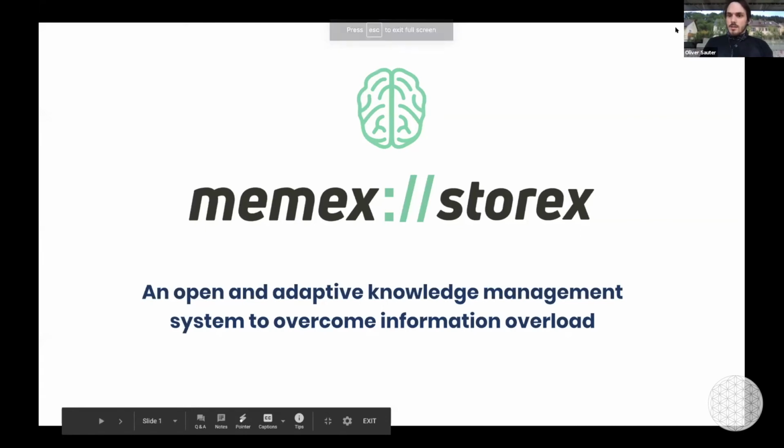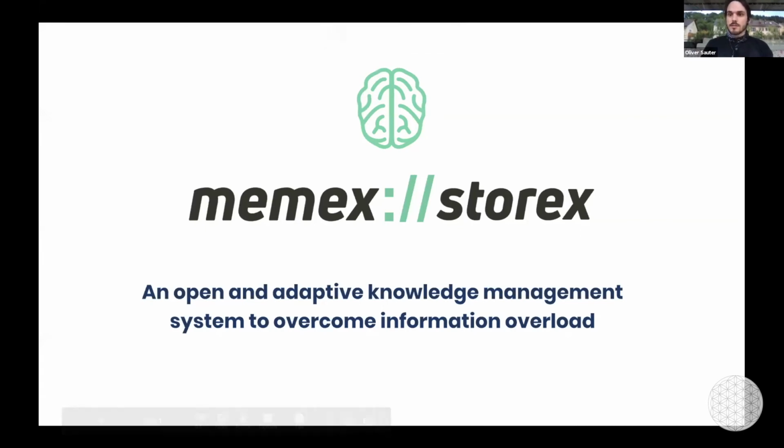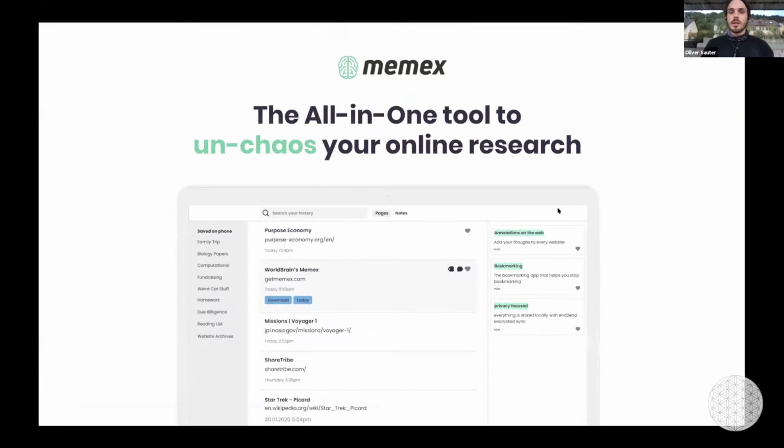Yeah, today is about Memex and Storex as being an open and adaptive knowledge management system to overcome information overload. And so essentially what we're building is this online all-in-one tool to unchaos the online research. And in essence, the questions that we asked ourselves behind Memex and Storex is, if we want to create an open and adaptive knowledge management system, what does it need to do in order to be open and adaptive?